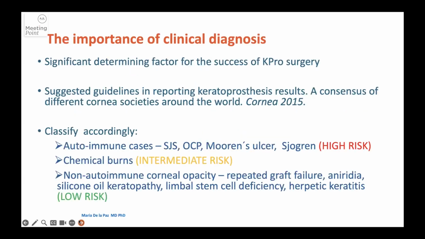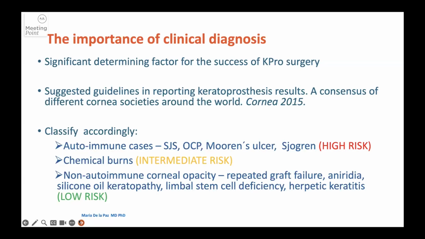So if there is one slide or two slides that I would like you to really remember, it is this one, the importance of clinical diagnosis. The diagnosis is a significant determining factor for the success of your KPro surgery. And if you haven't read the article in Cornea 2015, I think it's very important if you want to go into the world of keratoprosthesis, as it gives you the suggested guidelines in reporting keratoprosthesis results. And it's a consensus of different cornea societies around the world.